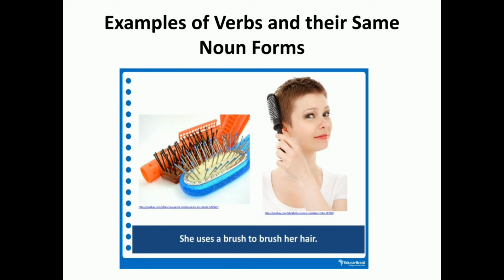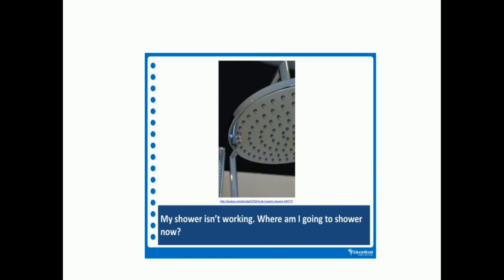Now, let me take you through few illustrations for more clarity. As you read the sentence, the word brush is used as a verb and a noun as well. She uses a brush to brush her hair. In the next illustration, the word shower is used as a noun in the first sentence and as a verb in the sentence that follows. My shower isn't working. Where am I to shower today?